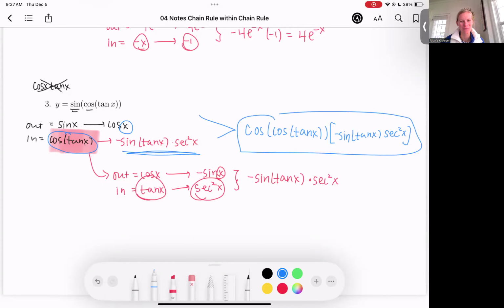Okay, so we're going to get more practice with these in class. Again, just do them systematically and try not to get overwhelmed by them.